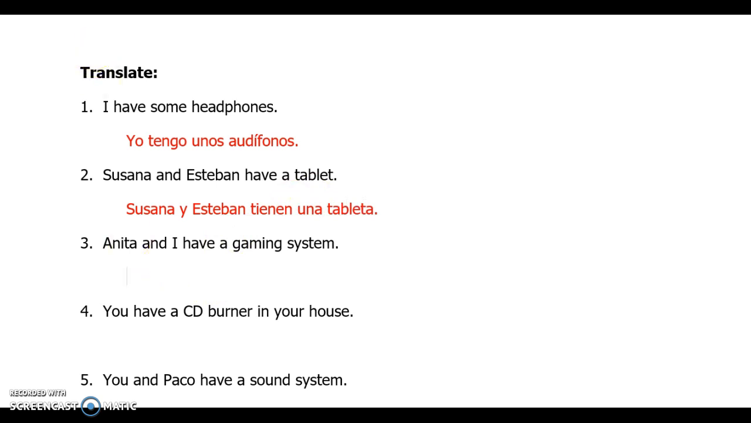Anita and I have a gaming system. Notice we're practicing our new vocabulary for electronic devices. Anita y yo. That is the same as nosotros. The verb is tener. We do not stem change nosotros. It is tenemos. What do we have? Una consola de juegos. There it is. So notice we stem change for ellos and ellas. We don't stem change for nosotros, and yo is completely irregular. So it's getting these forms to sound natural to us.